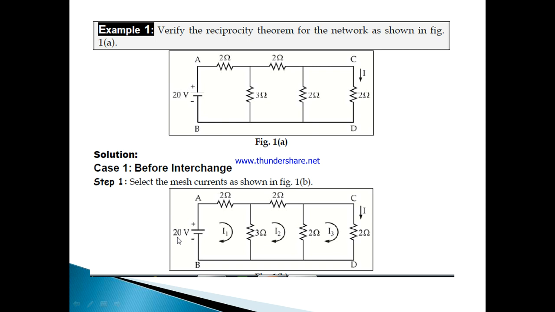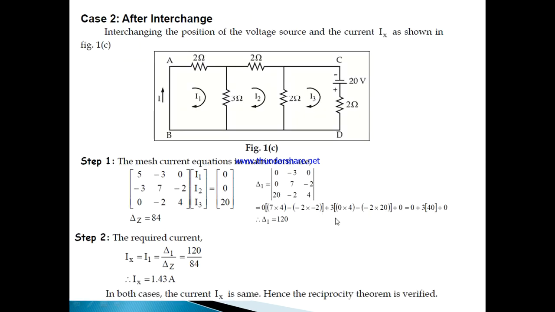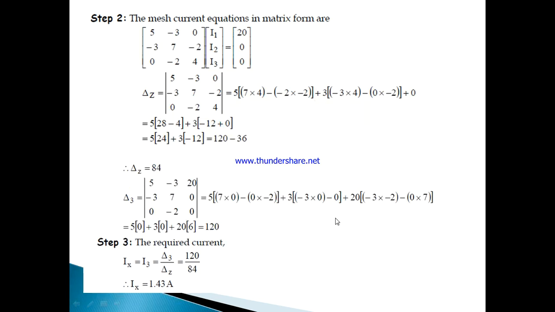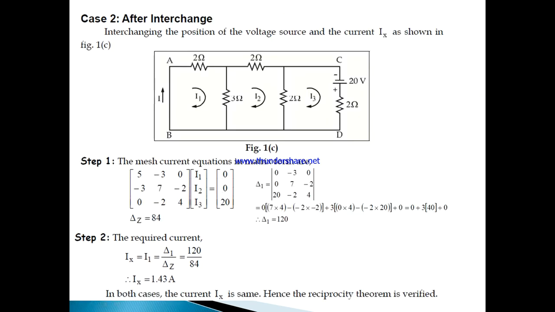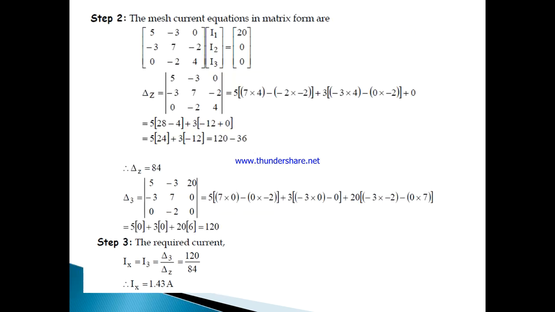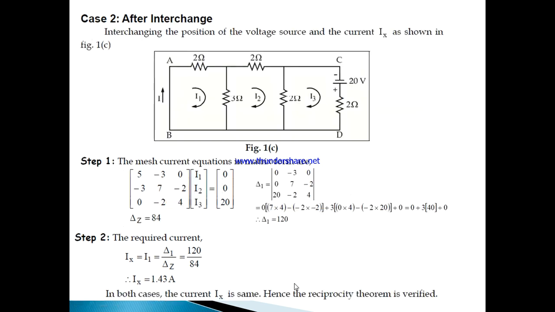Now I know the source value and the response value. That ratio we should take as 20 by 1.43. 20 divided by 1.43 we should consider as equation 1.